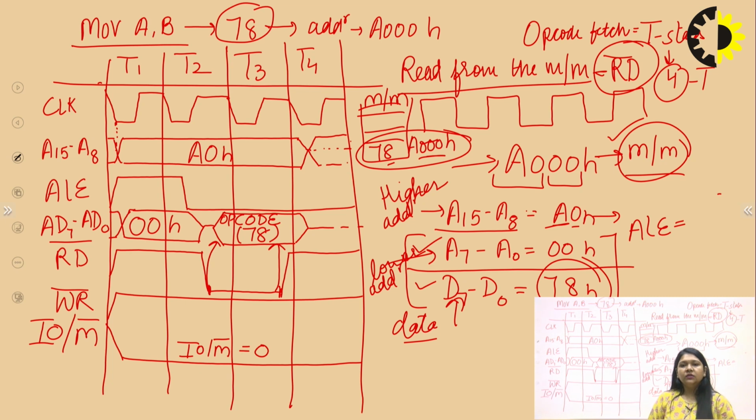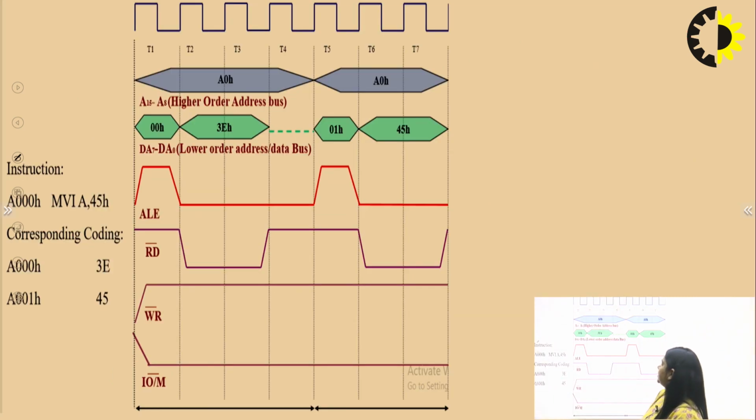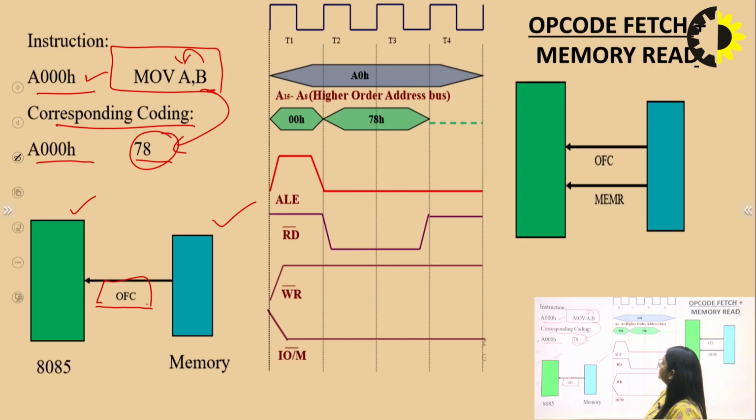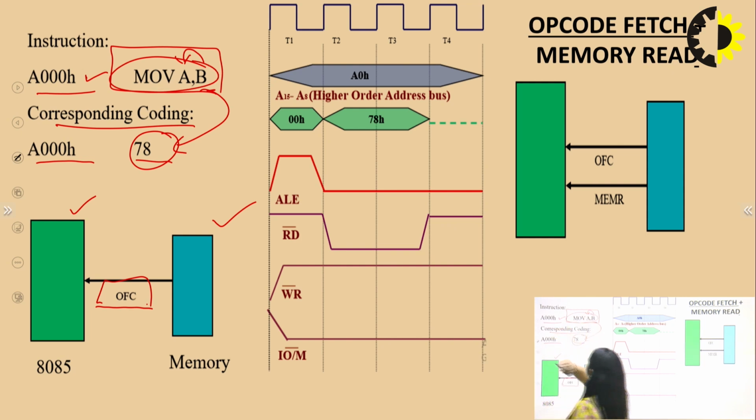Similarly, we can do this for memory read as well. This is the memory read. And one more thing, the instruction given here is MOV A, B. We have to find out what is the size of this instruction. As we can see, there is only an opcode given, and when only an opcode is given, it is a 1 byte instruction.